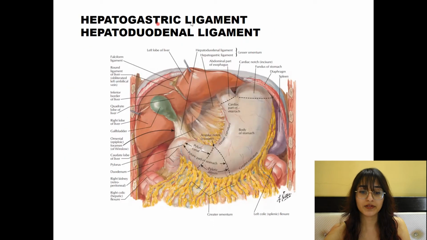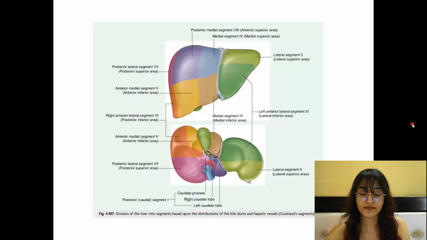So next we have hepatogastric and hepatoduodenal ligament. So the name itself tells, hepato means liver, gastric means stomach. So this is from liver to the lesser curvature of stomach, there is hepatogastric ligament. From liver to the duodenum, there is hepatoduodenal ligament. Together they form the lesser omentum. You can see right here. So hepatoduodenal ligament, another feature I'll tell you later in this video.